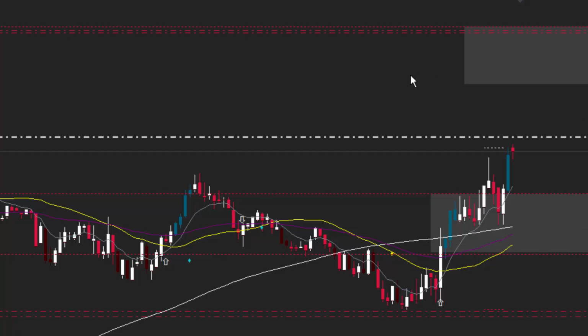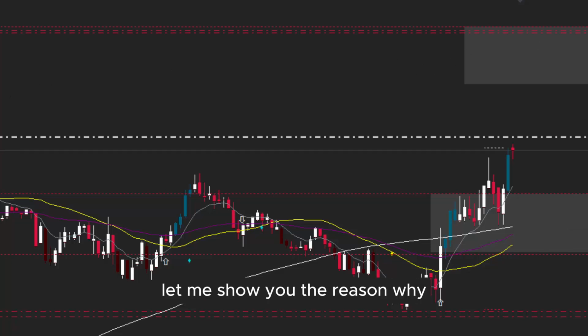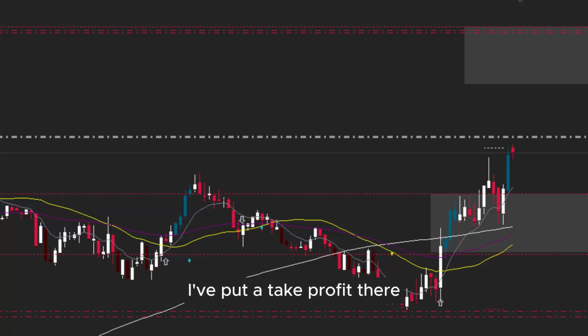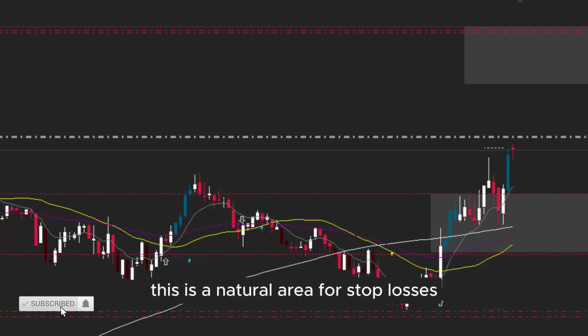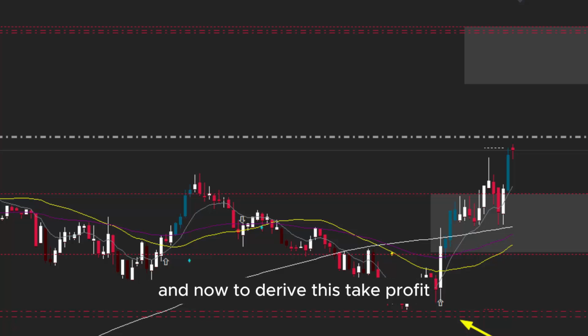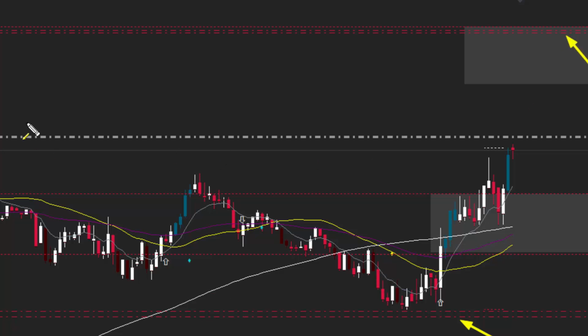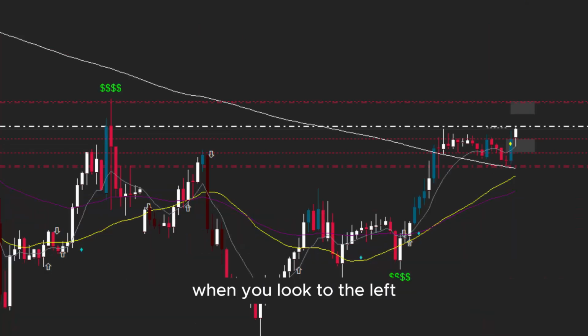Now, let me show you the reason why I've put a take profit there. Obviously, down here is a natural area for stop losses. And now to derive this take profit, you go to the hourly chart and you look to the left.